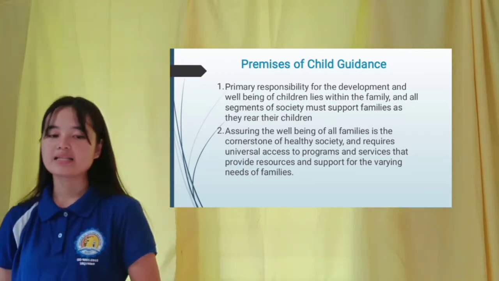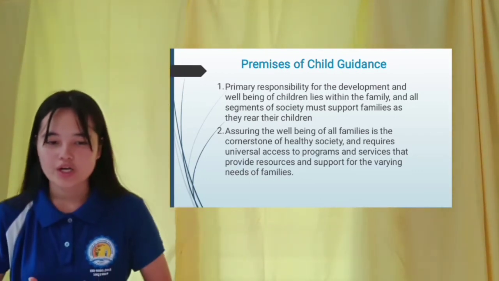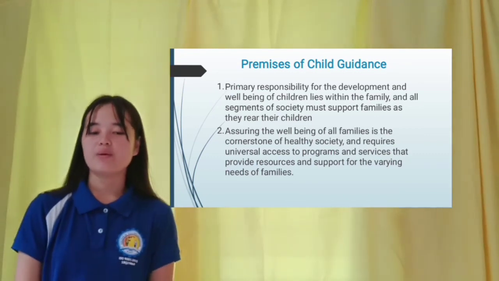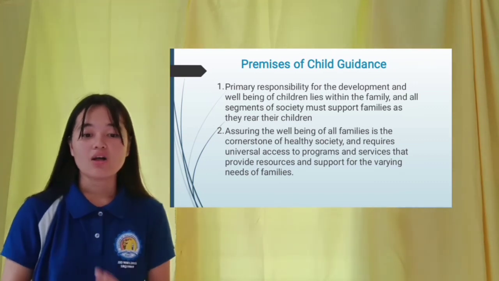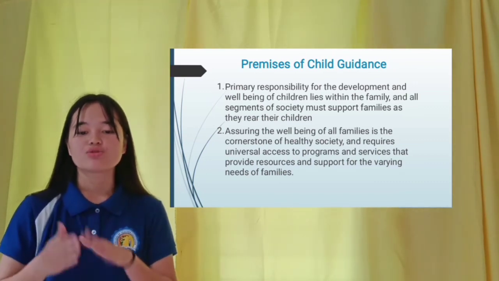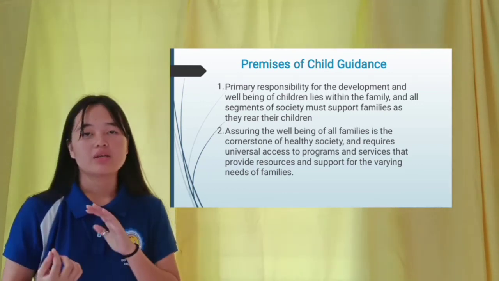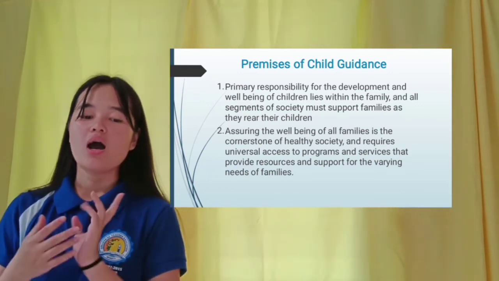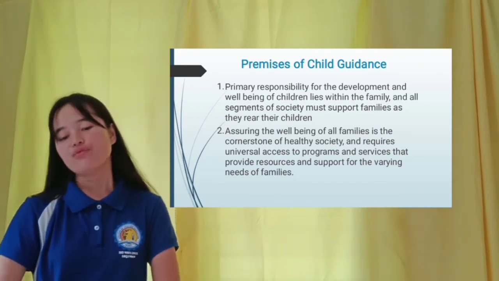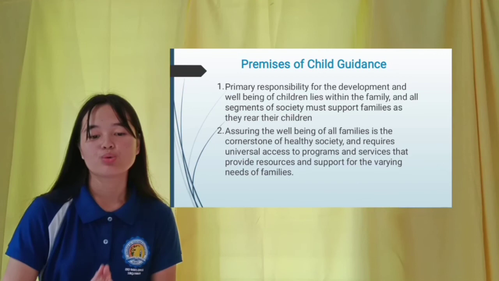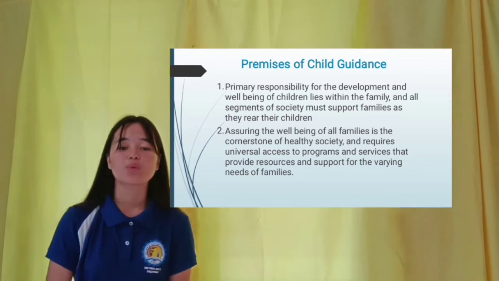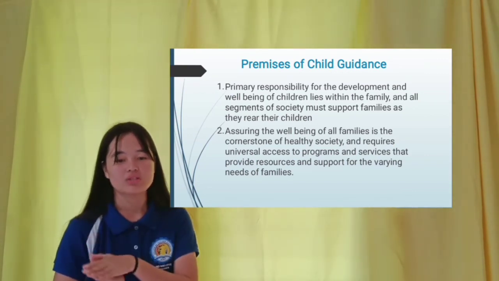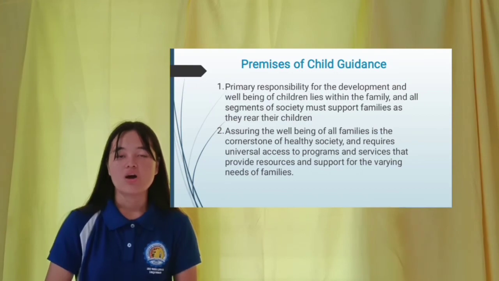Now let's proceed with the premises of child guidance. First, primary responsibility for the development and well-being of children lies within the family, and all segments of society must support families as they rear their children. Number 2, assuring the well-being of all families is the cornerstone of a healthy society and requires universal access to programs and services that provide resources and support for the varying needs of families.